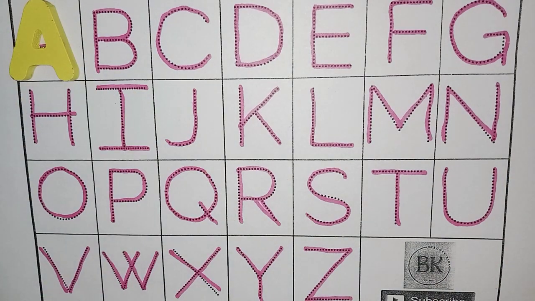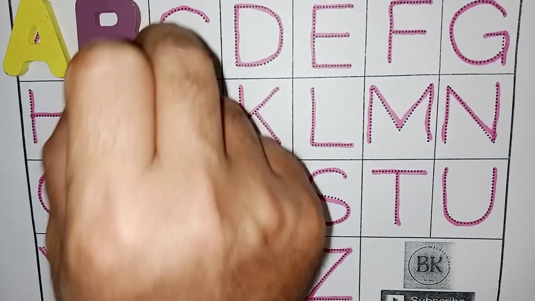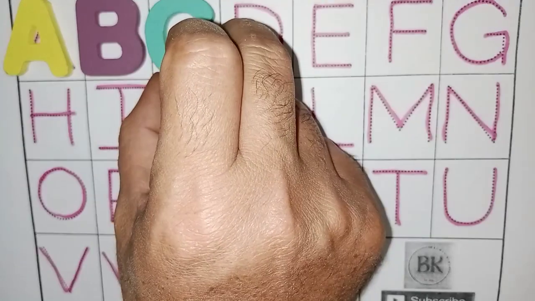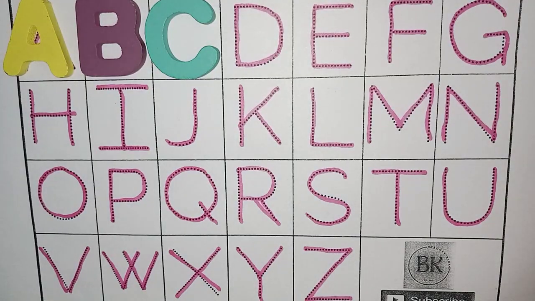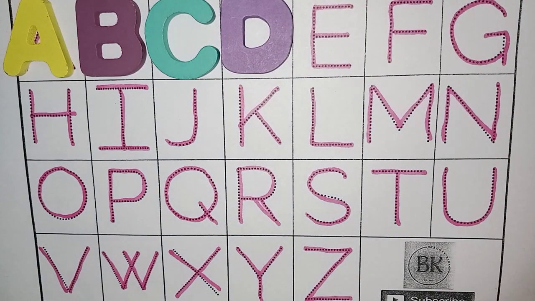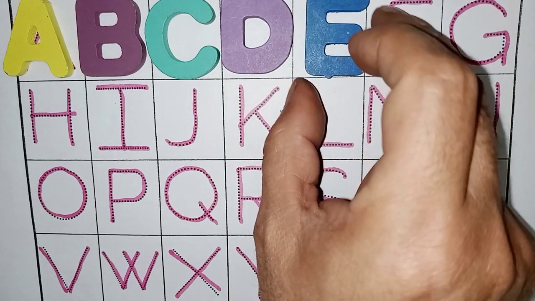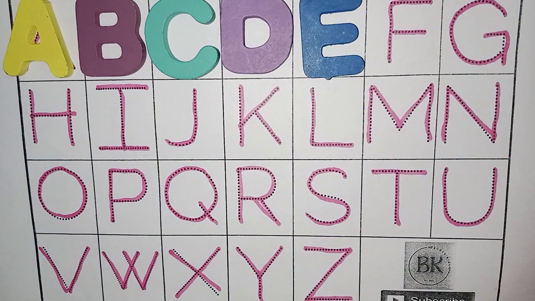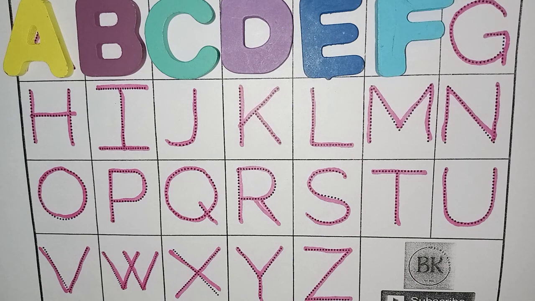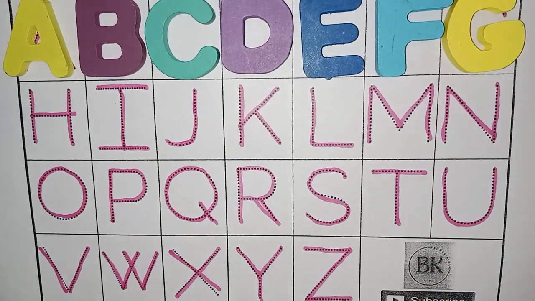A for apple. B for ball. C for cat. D for dog. E for elephant. F for fish. G for guitar. Very good.